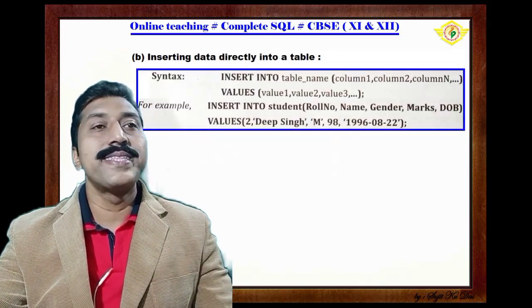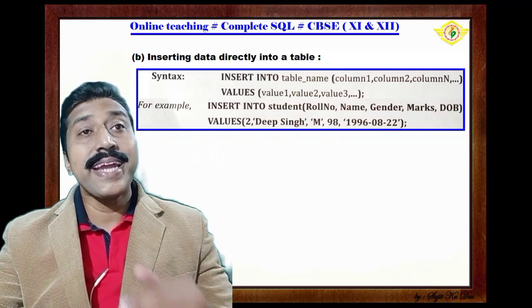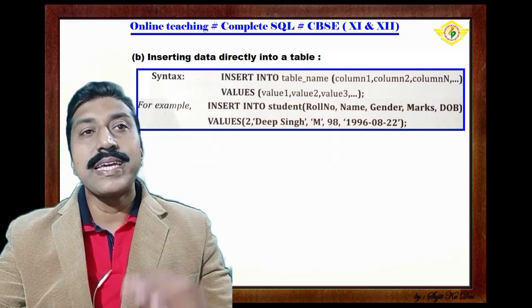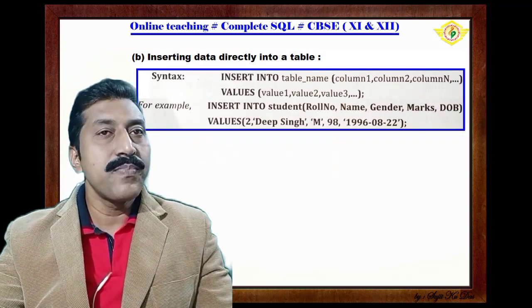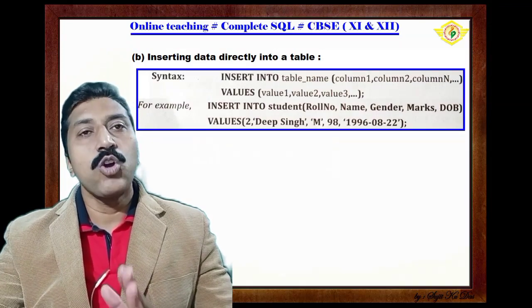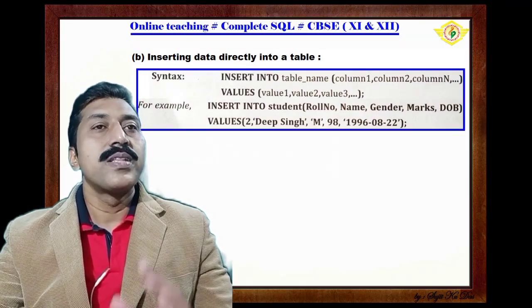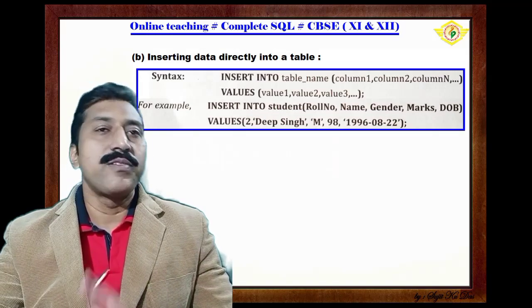Now number 2, we'll see inserting the data directly into a table. How to write this one? Insert into table name, within bracket write column 1, column 2, column 3, like that. Then values, then value 1, value 2, value 3, like that.